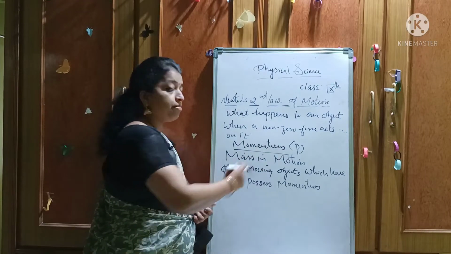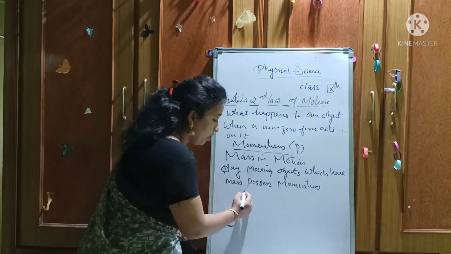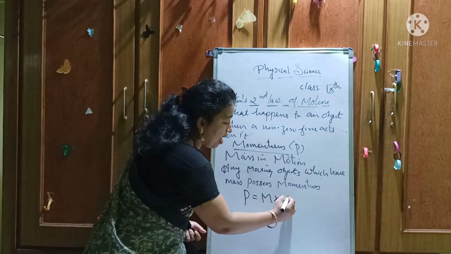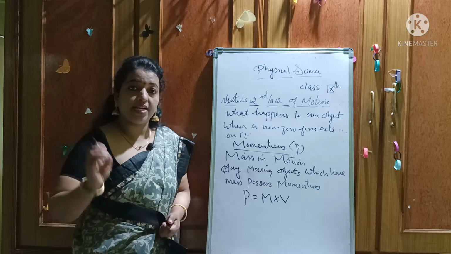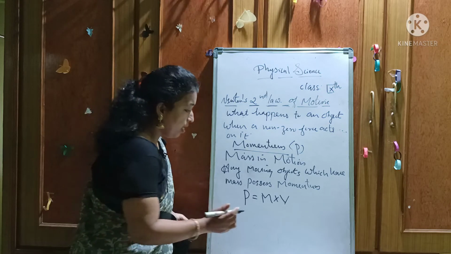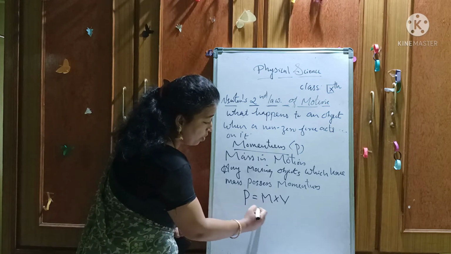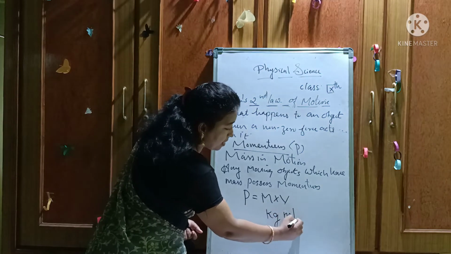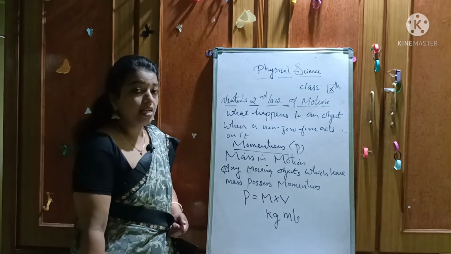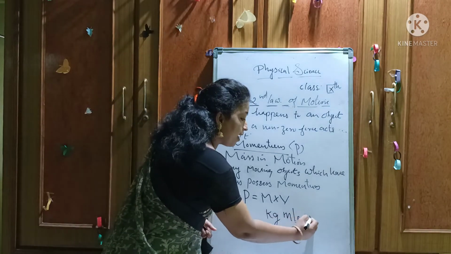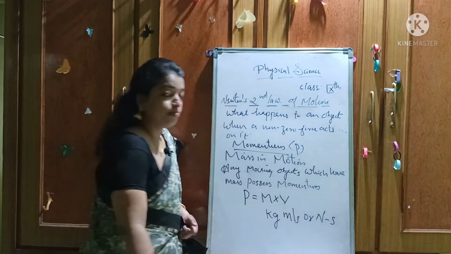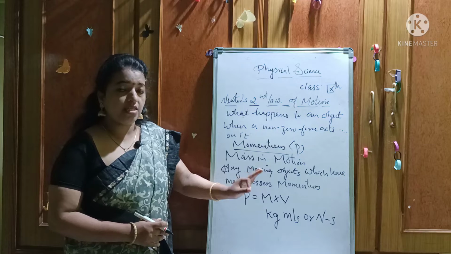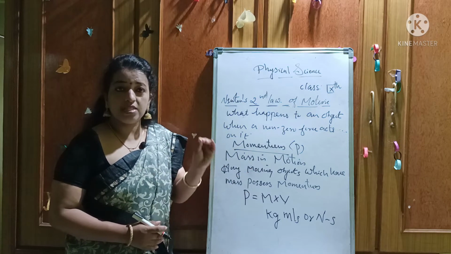Momentum is represented by the letter P. Momentum is the product of mass and velocity, right? Now see the unit of momentum. The mass unit is kg and the velocity unit is meter per second. So the unit of momentum is kg meter per second, or we can also say Newton second. Understood what momentum is? Any moving object which has some mass possesses momentum.